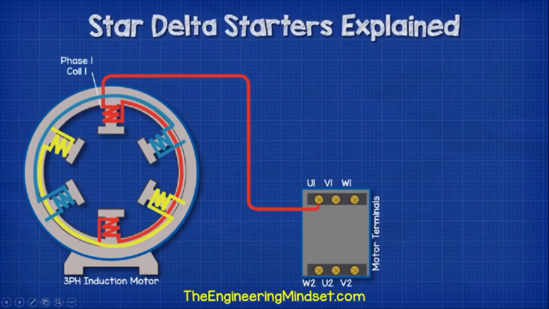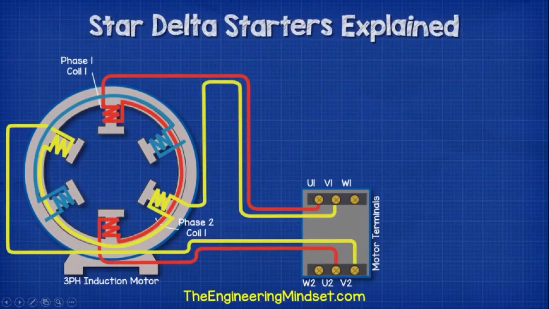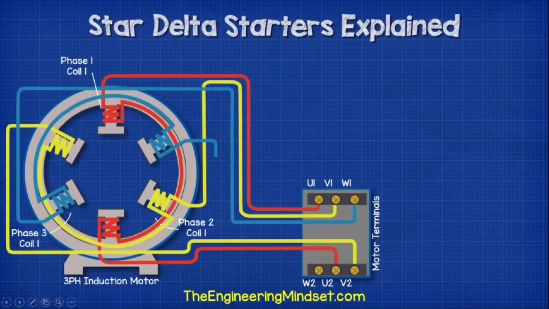We have our phase 1 coil connected to the 2 U terminals. We then have the phase 2 coil connected to the 2 V terminals. And then we have the phase 3 coil which is connected to the 2 W terminals.